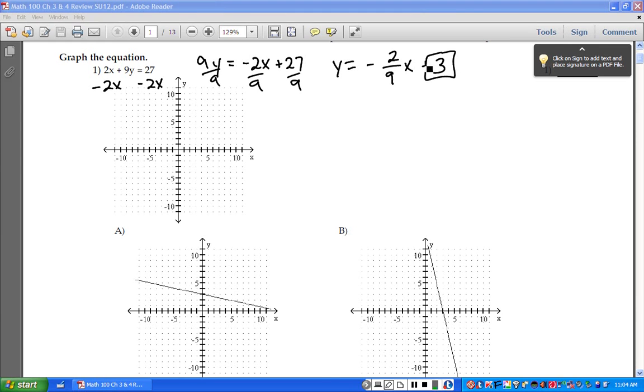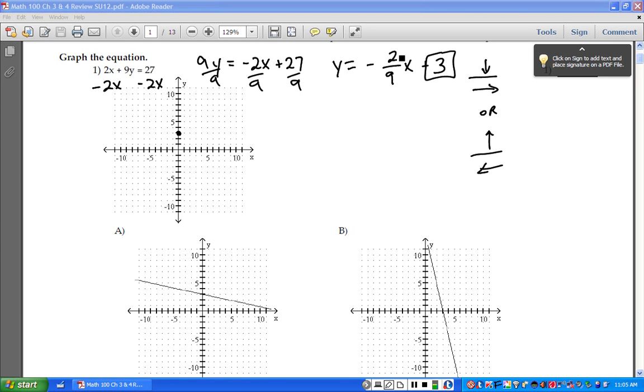Alright, so I know my first point is going to be at a positive 3. Plus 3 is positive 3. So I go from the origin up 1, up 2, up 3. Make my first dot. Alright, and then because my slope is negative, that's saying to either go down 2 and right 9, or to go up 2 and left 9.